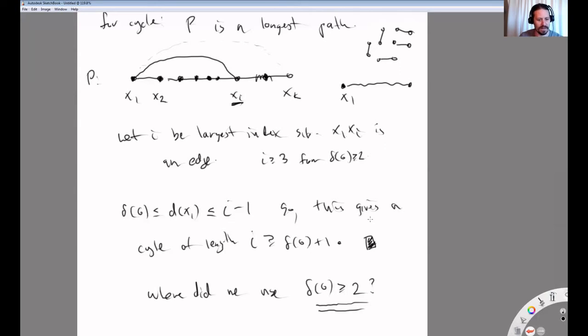All right, anyway, that ends the proof of this longest path here. Next time we'll continue with connectivity, which is an important concept. It's all important.